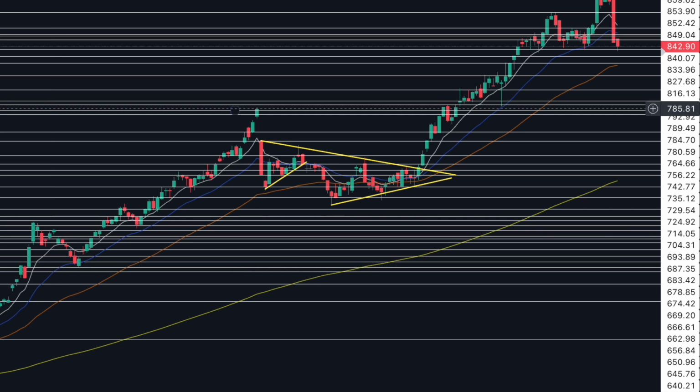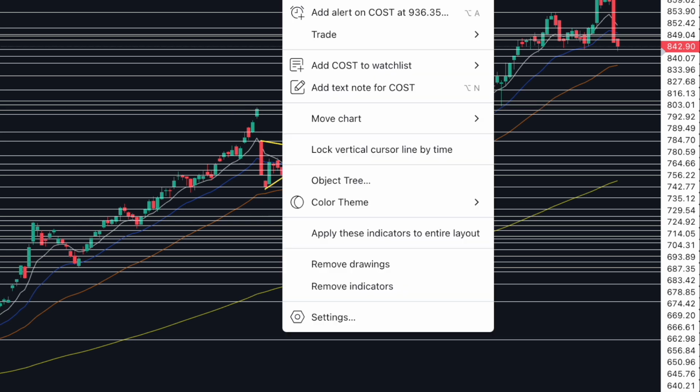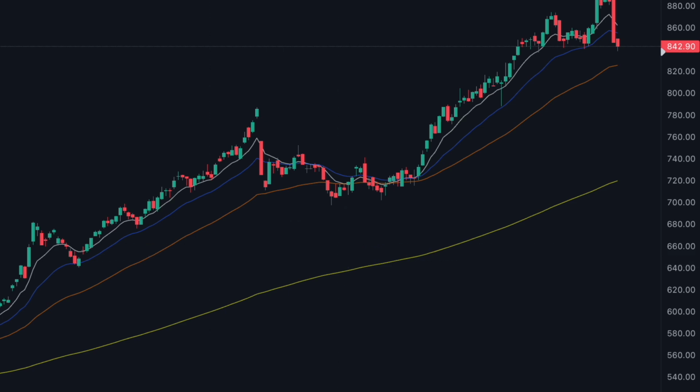So I was going through my charts as we get ready for the week, and my Costco chart looks crazy. This is a daily chart, and it has all of my support and resistance lines on it from all my scalps and everything. So let's clean that chart up.